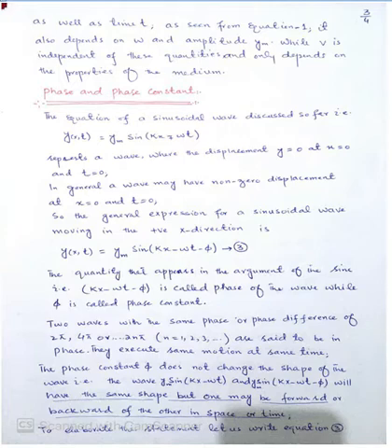Now we are going to discuss another important thing, that is the phase and phase constant. To elaborate on these things, let us consider a sinusoidal wave given by the equation y of x, t equals ym sine of kx minus or plus omega t. The argument of the sine function, in this case kx minus omega t or kx plus omega t, is known as the phase of the wave.